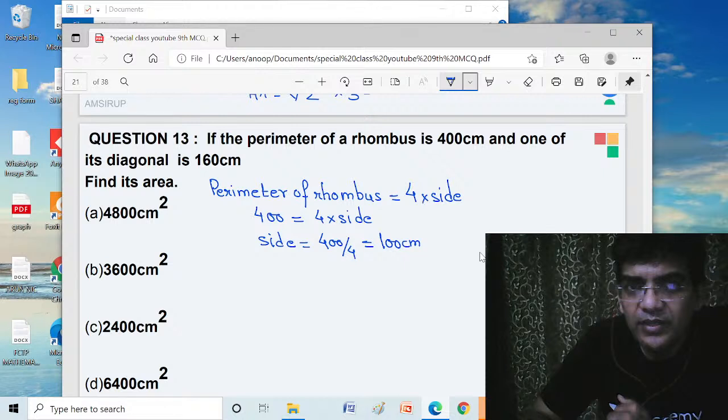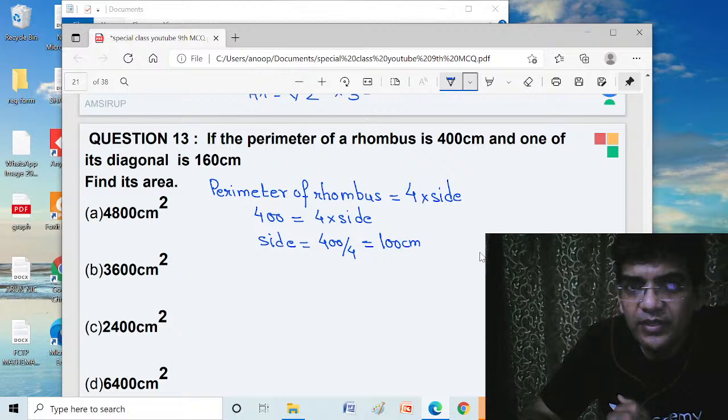Now you can see that this diagonal that I have drawn in the rhombus is dividing this rhombus into two equal triangles. I am shading one in green color and the second with yellow color. Now these two triangles have the same measurement, so the area of these two triangles will be the same. So if I calculate the area of one of the triangles and then double it, I will get the area of the rhombus. So let's see how to calculate the area.